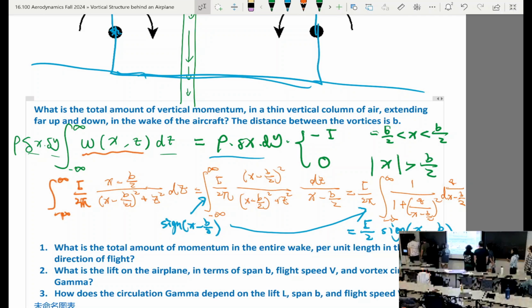So basically, to answer the first question, you are integrating the momentum, which is rho times w times dx dy dz, and you need to integrate in all three directions. But now, one of the directions is already integrated for you. Why is there a sign? Oh, it's actually the sign, either plus 1 or minus 1.